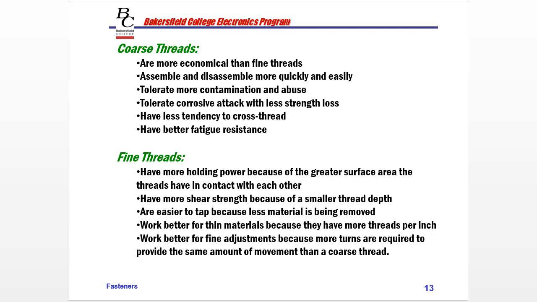They have more shear strength because of a smaller thread depth. They're easier to tap because we're removing less material with the cutters of the taps and the dies. They work better for thin materials because there's more threads per inch. If we only have a very thin surface to grab onto, a coarse thread may only put one thread in contact with the material. Whereas a fine thread may put many threads, 3 or 4 or 5, in contact with the material.